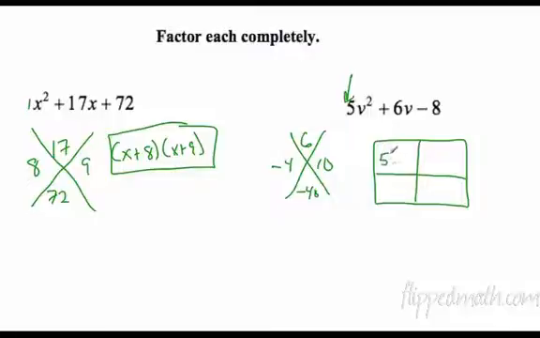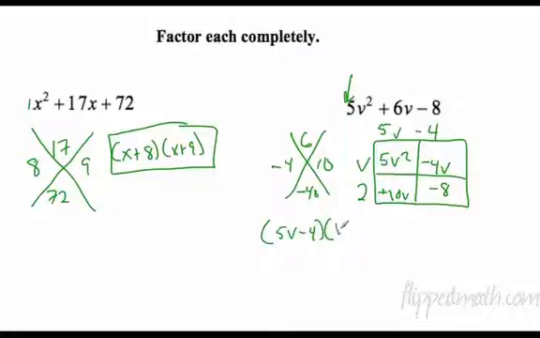So I put the first term in the first box, last term in the last box, and my new terms, positive 10v and negative 4v. Going this way between 10 and negative 8, I take out a 2, and it's positive because the 10v is positive. 5 and 4, well, there's a v there. Going this way, I have a 5v in common. Going this way, I have a 4 in common, and it's negative because this box is negative. So my two factors are 5v minus 4 times v plus 2.